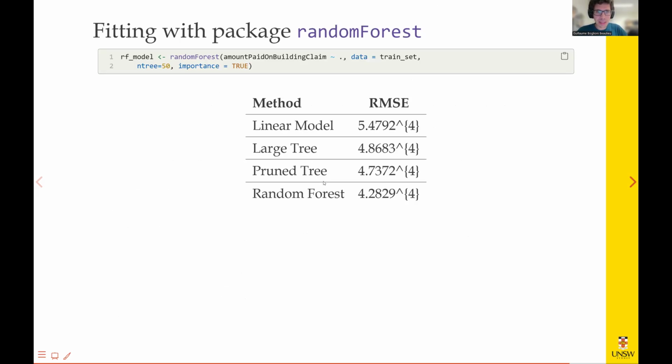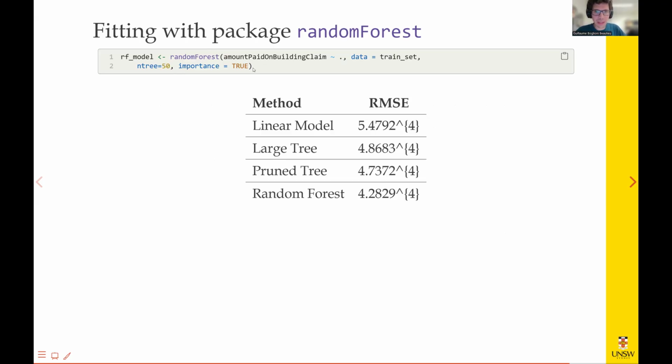This is the flood insurance example. The response was the amount paid on building claims. We use all the predictors here, and we use the training set. I think it's relatively computationally expensive to do that, so we're just using 50 trees here. In reality, you would probably use more than that, but to create those slides, we didn't want this to take all night to compute. But anyway, we use 50 trees.